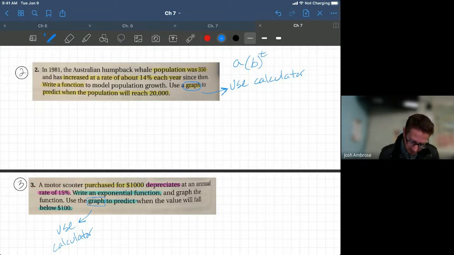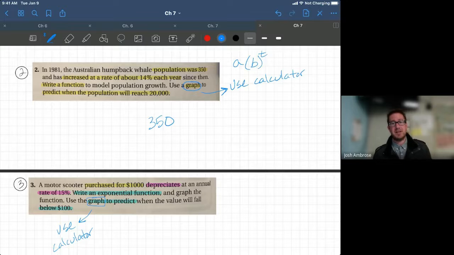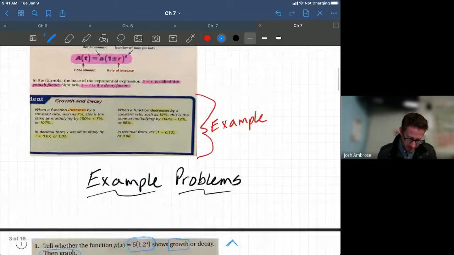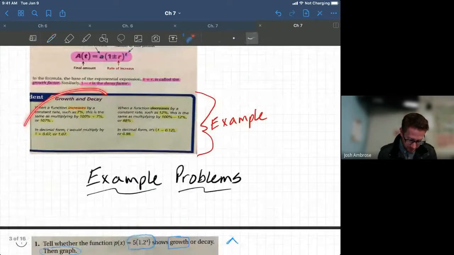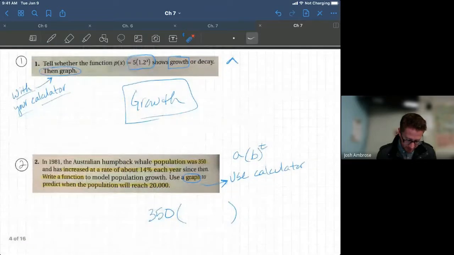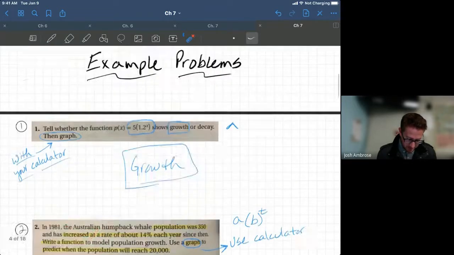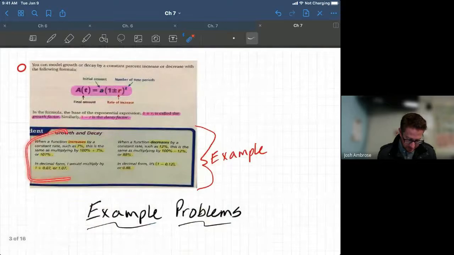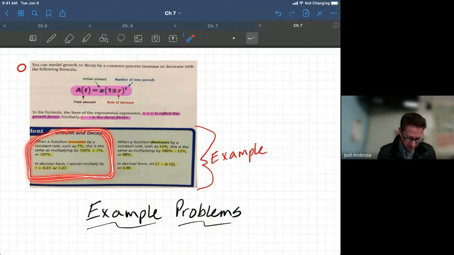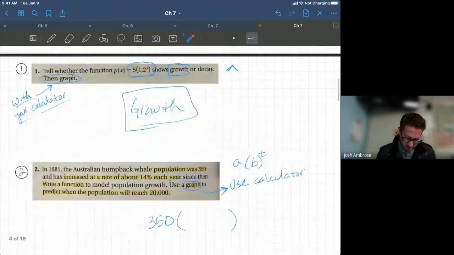So our A value is going to be 350. All right, that's the A. That's the initial value. That's what A stands for, your initial value. Now your B value, what we're plugging into parentheses here, this is where this example problem is so helpful. We're talking in this problem about an increase. So everything on this side is important for you to understand because it's an increase.